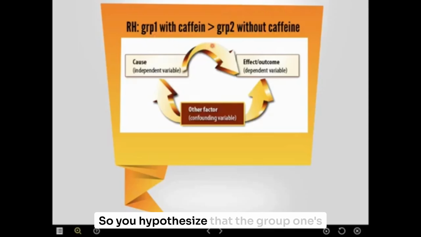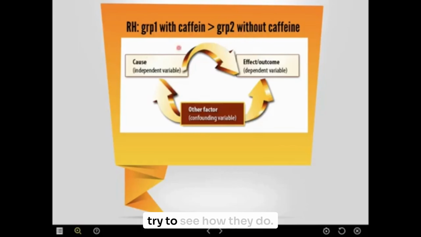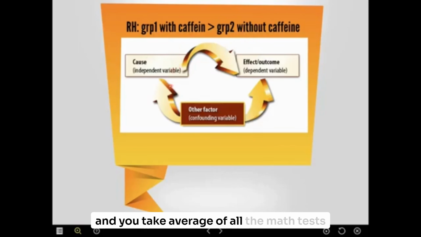So you hypothesize that the group one's average math score would be different from the group two's average math performance. So you give them caffeine and decaf to these two groups, and you give them a math test and try to see how they do. And you take the average of all the math tests for this group, the average of all the math tests for this group, and what you're hypothesizing is that these two averages would be different.